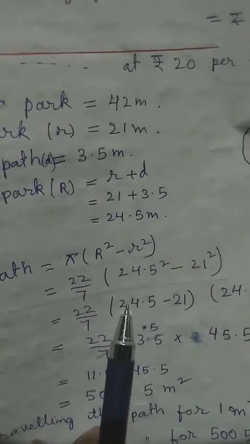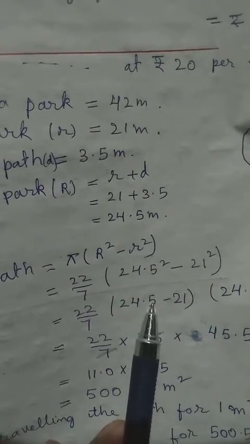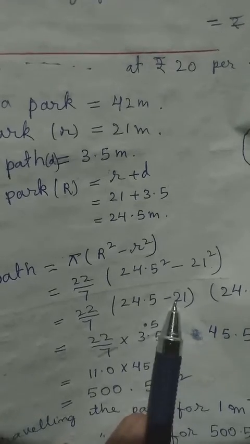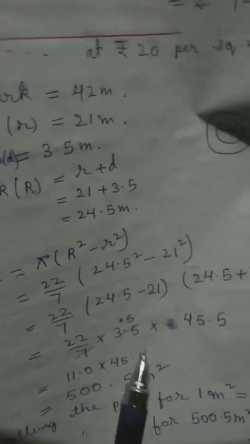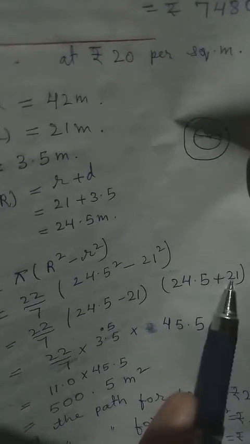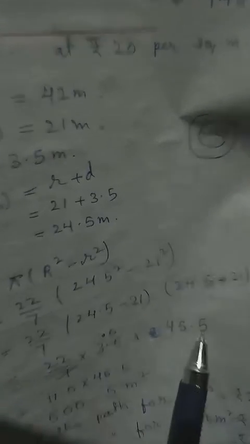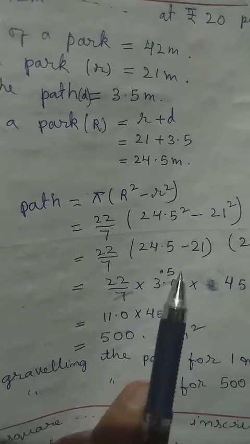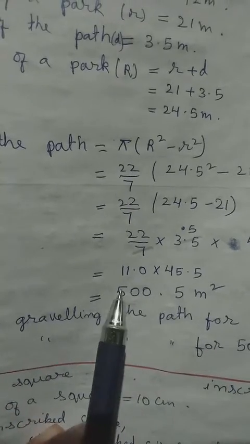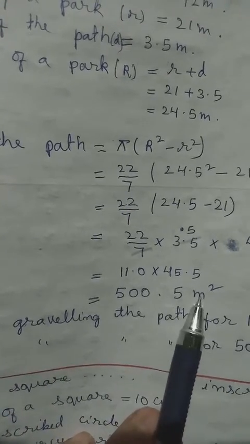Here 24.5 has a decimal, 21 has no decimal. So 24.5 minus 21 will be 3.5. Then 24.5 plus 21, 45.5. Then pi is 22 by 7, and we have a decimal here, so 0.5. We multiply all this, we get the area to be 500.5 meters square.